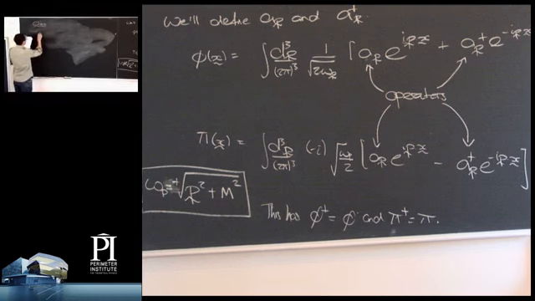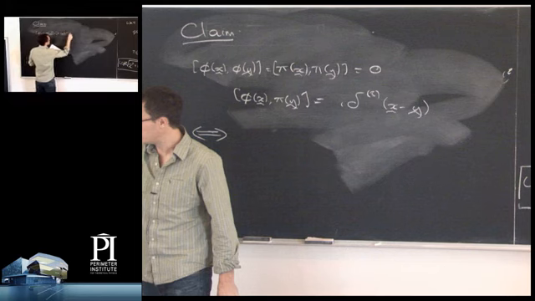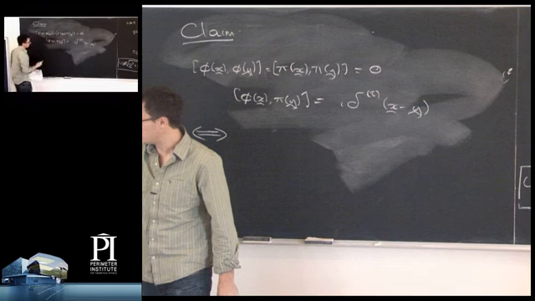So the commutation relations are basically that the commutator of phi of x and phi of y is 0, the commutator of pi of x and pi of y is 0, and then the interesting one is that phi and pi don't quite commute when x is equal to y. Okay.